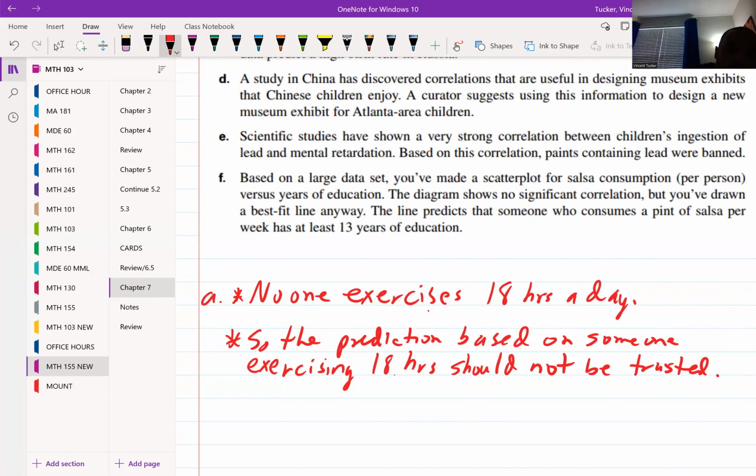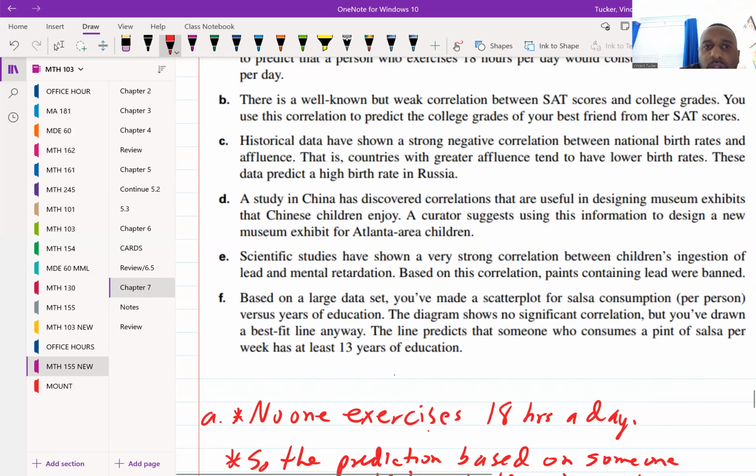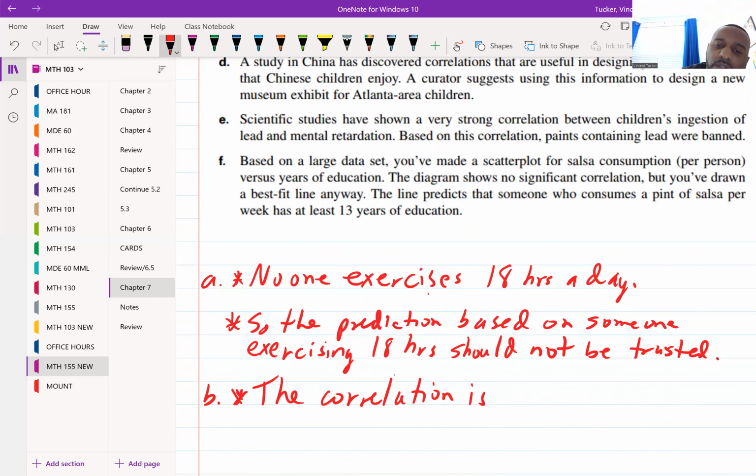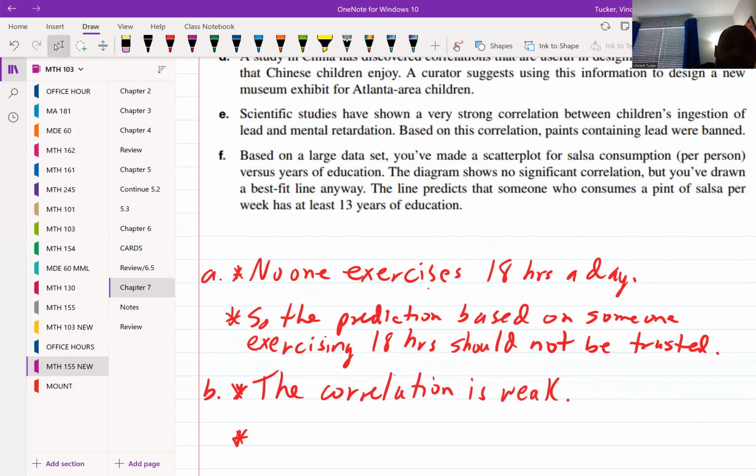So the correlation. Let's say very weak or just weak. Okay, just weak. Correlation is weak. Now we're looking for strong correlations that would dictate that it's valid to use that as prediction. The correlation is weak.